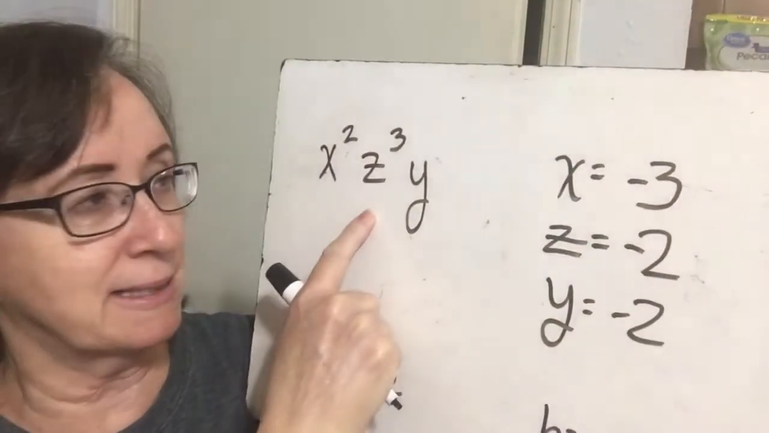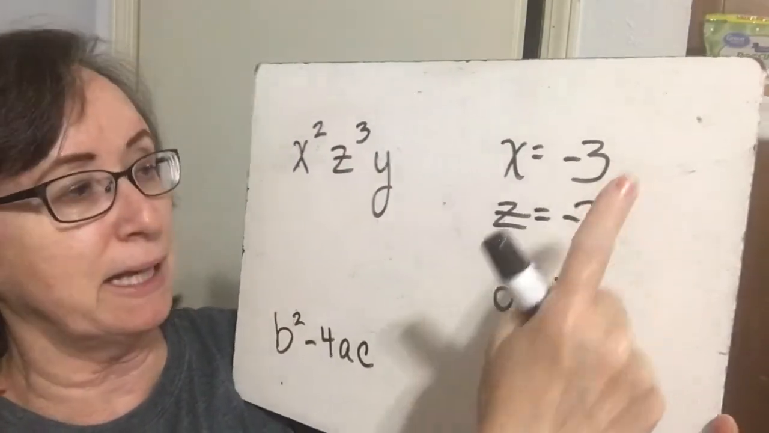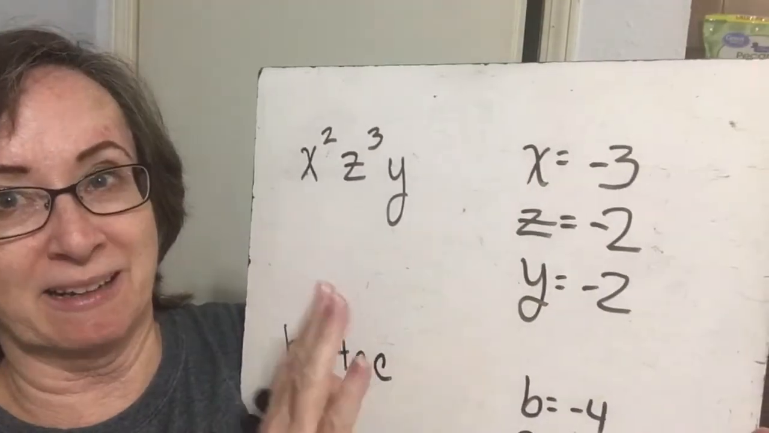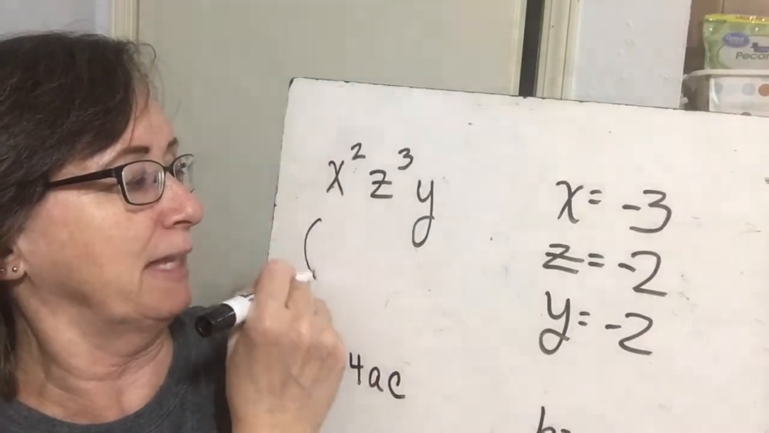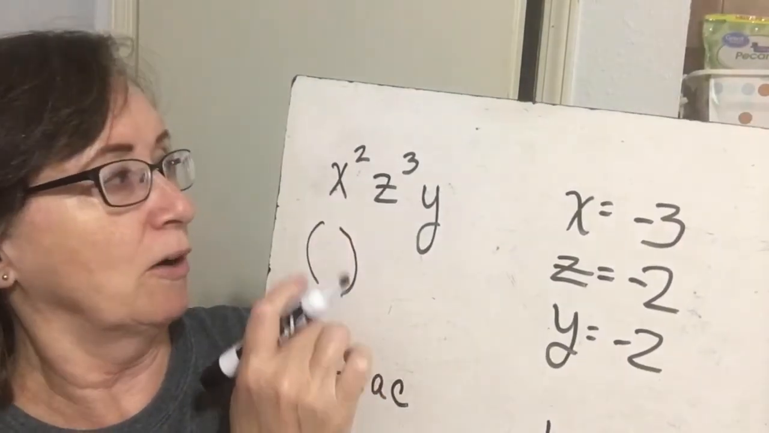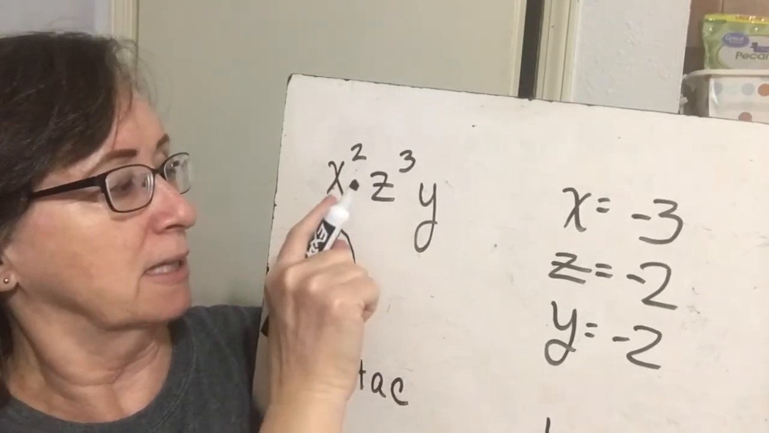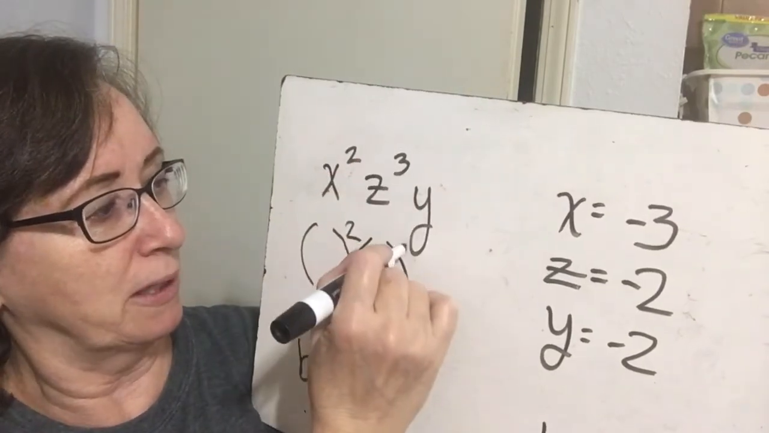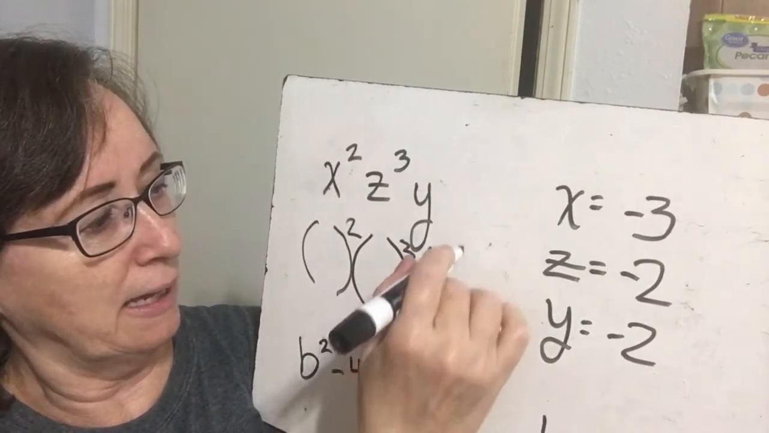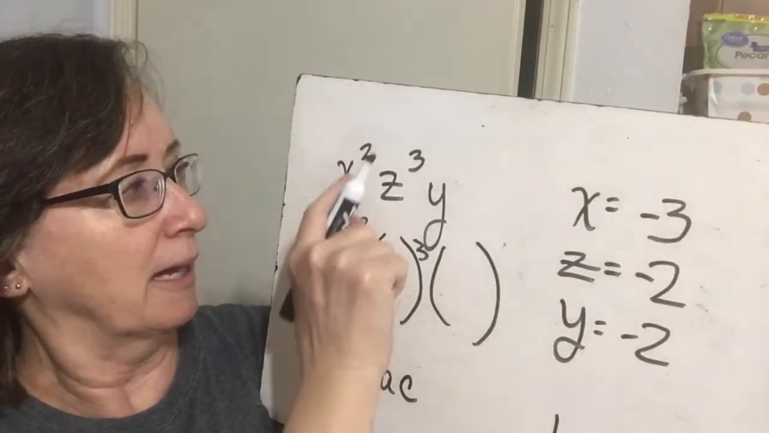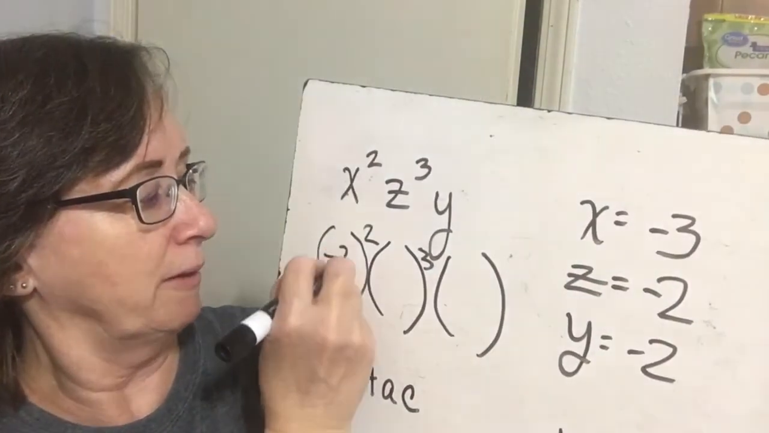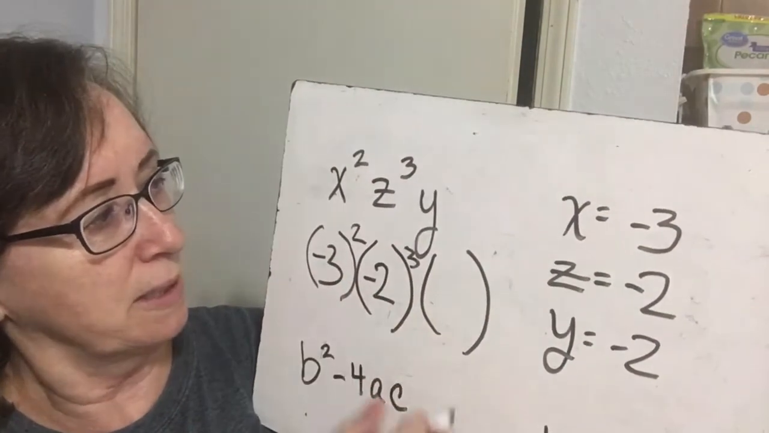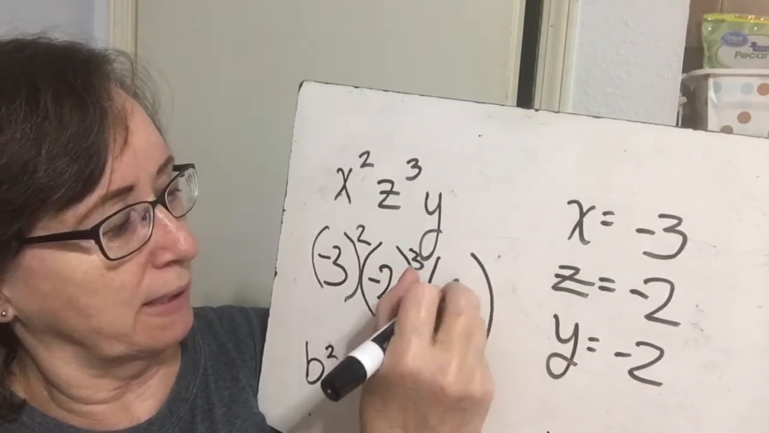We're evaluating this expression given that x is negative 3, z is negative 2, y is negative 2. So we're going to start by making kind of a skeleton here. We're going to take out the x and put in a frame here for the replacement of x. So it's going to be parentheses squared. Take out the z and put the cube. Take out the y, and now we're going to fill it in. X squared is now going to be negative 3 squared. Z cubed is now going to be negative 2 cubed. And y is replaced by the negative 2.